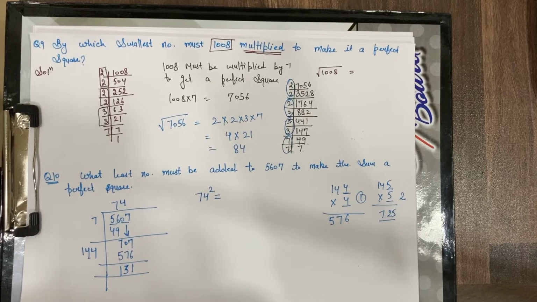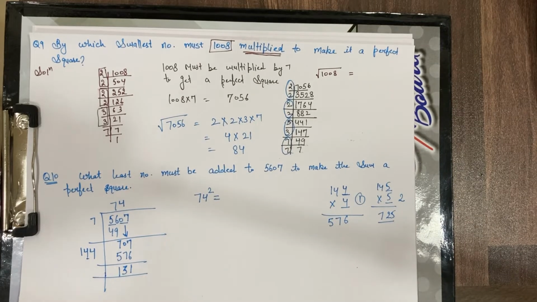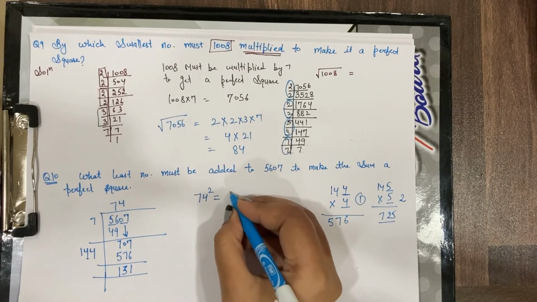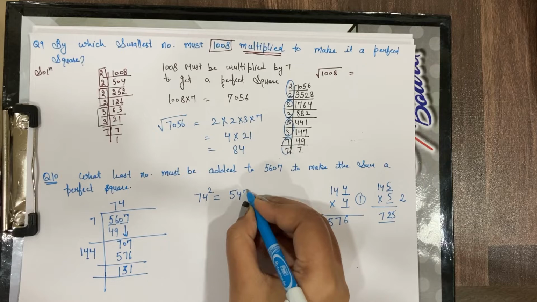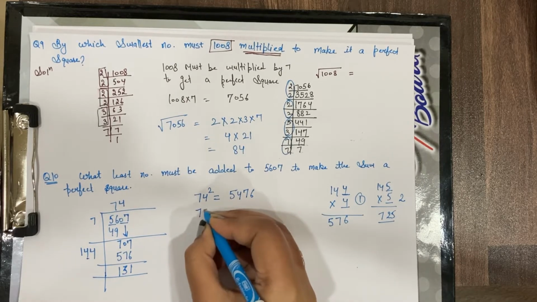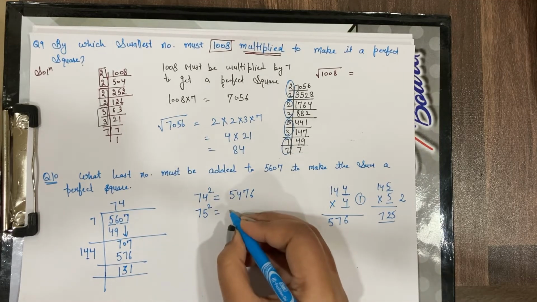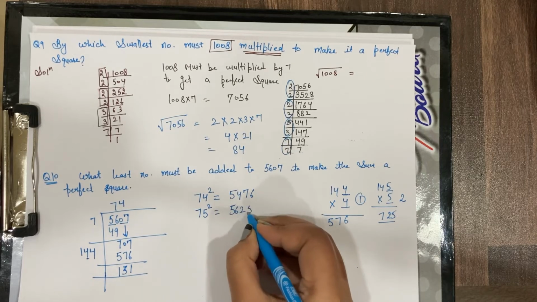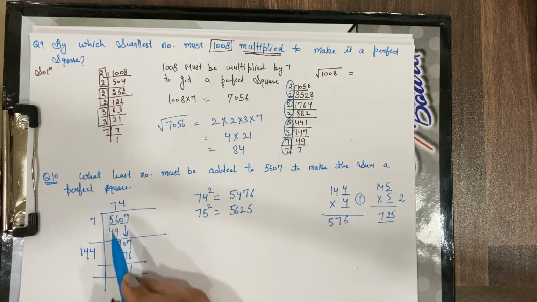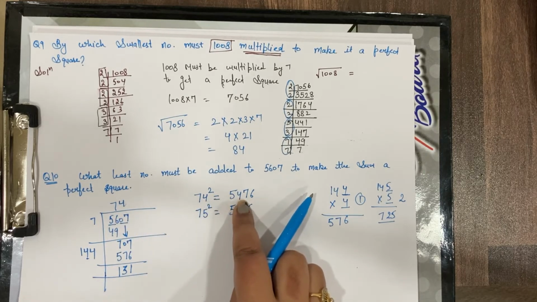What do you get when you multiply 74 into 74? Yes, when you multiply 74 into 74, you get 5476. Immediately, the next number you have to square. When you multiply 75 into 75, you will get 5625. Now students see, 74 is not the answer of this because 74 squared is equal to this.